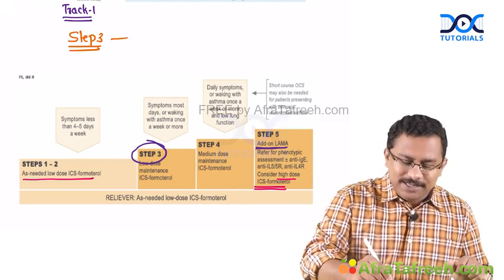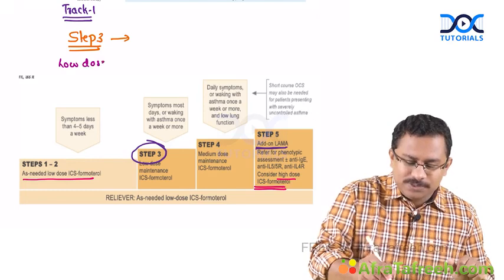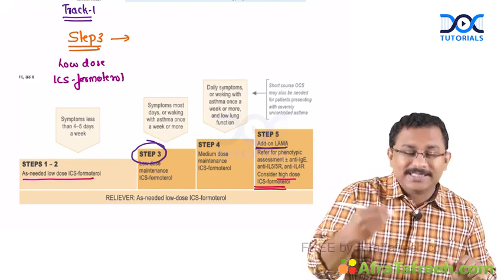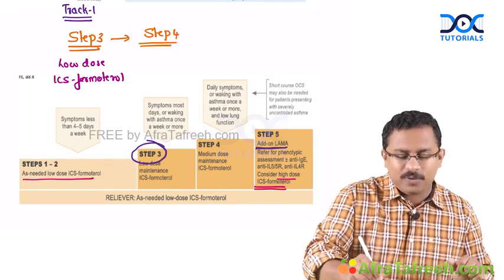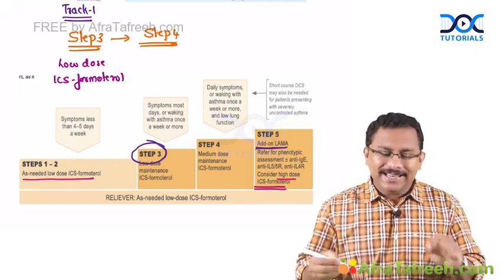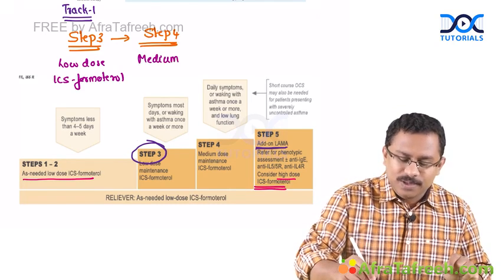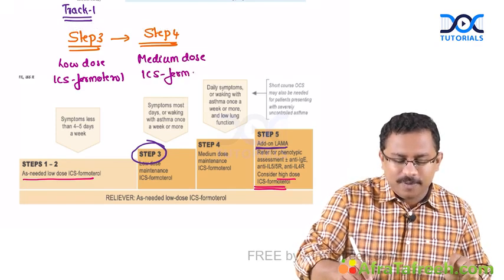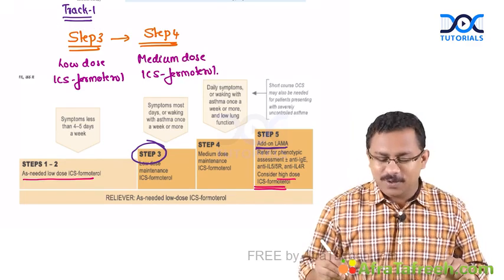Because if initially you started this patient on daily low dose ICS formoterol, and in the next follow-up visit you assess the patient, you find that the patient is in step 4. Okay, so he's having a low lung function as well. In that case, you will go for a medium dose ICS formoterol combination.